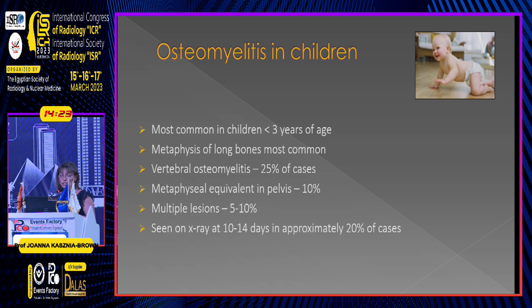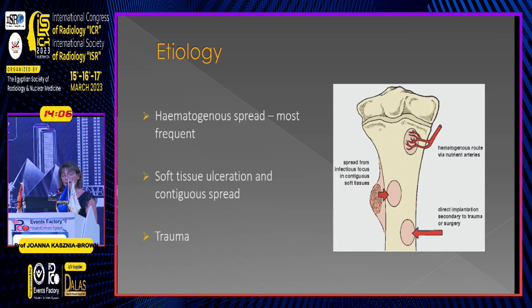So common in children less than 3 years of age, and usually in these children there are in the metaphysis of the long bones. There could be vertebral osteomyelitis in about 25% of the cases, or it can happen in the pelvis. As an etiology, there are 3 ways to go. It could be hematogenous spread, which is the most common, soft tissue ulceration and contiguous spread, or due to trauma.